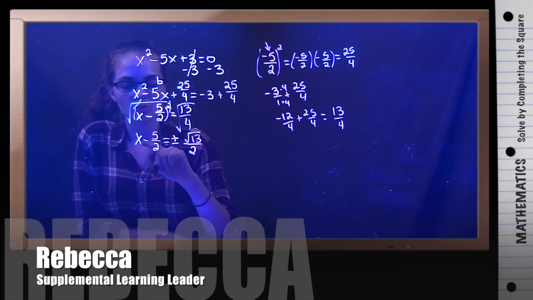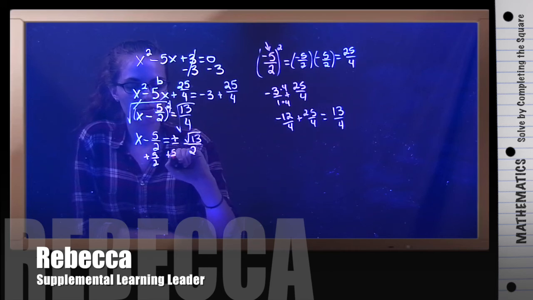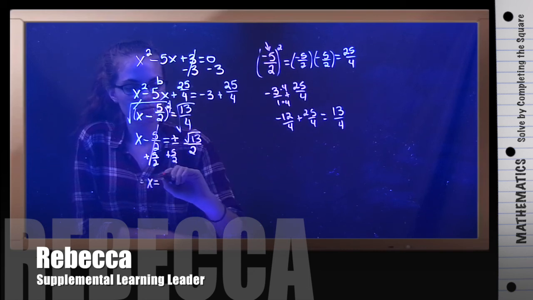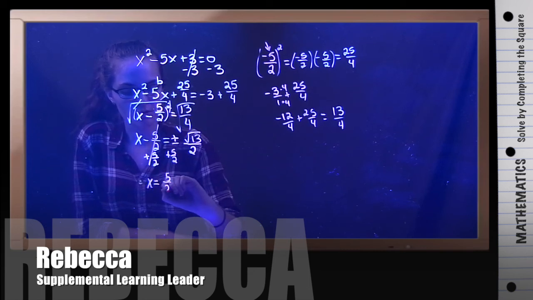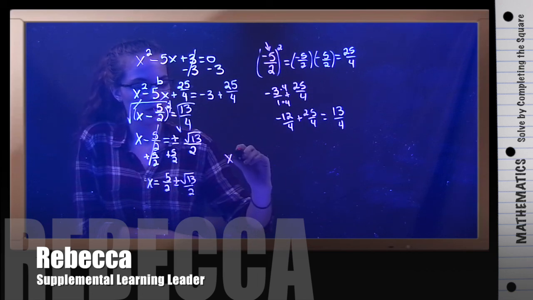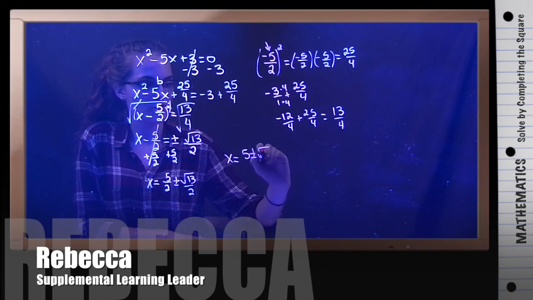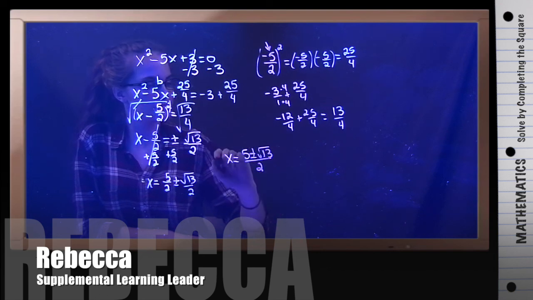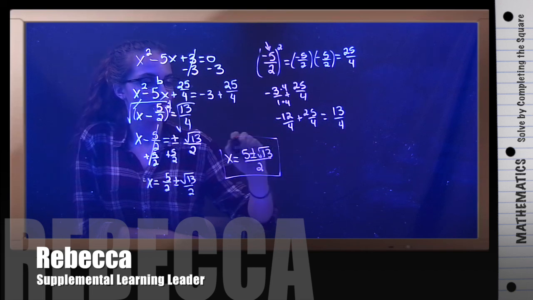Now, we can add the 5 over 2 to both sides so that we can isolate x. So this would be 5 over 2 plus or minus the square root of 13 over 2. But because they have the same denominator, you can combine them. So this would be x equals 5 plus or minus the square root of 13 all over 2. And that would be our final answer.